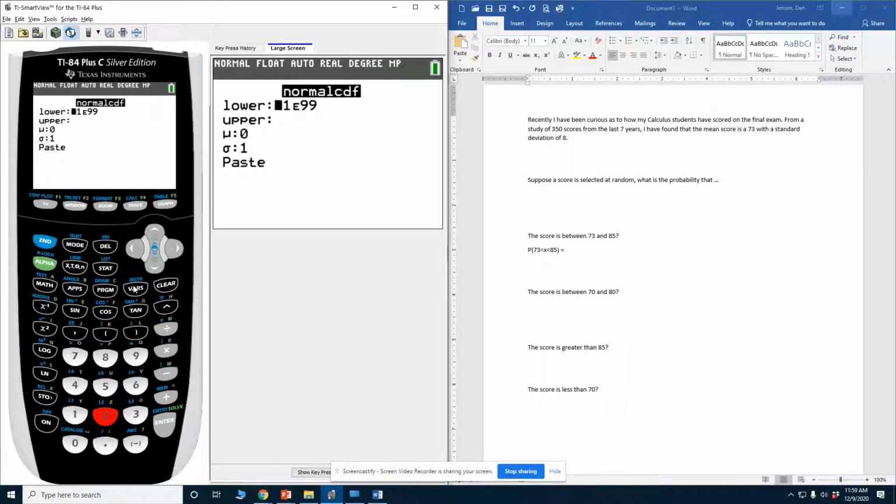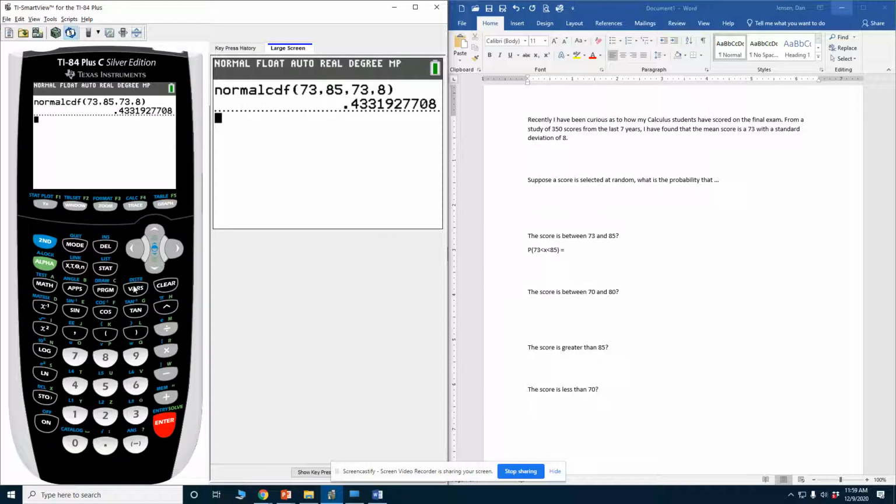We're going to put the lower end of the range, which is in this case 73. The upper end of the range is 85. We need to enter our mu, our mean, I said was a 73, and the standard deviation for these tests was an 8. So if I simply now click paste, normal CDF from a low of 73 to a high of 85, given that we had a mean of 73 and a standard deviation of 8, we press enter, and we find that that probability is 0.4332. I'll go 4 decimal places.